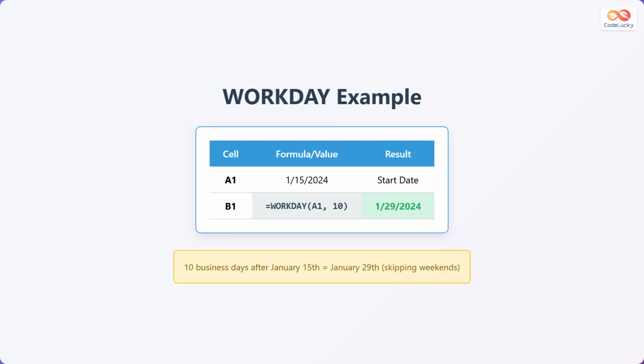Let us look at an example. In cell A1, we have the start date as January 15, 2024. In cell B1, the formula =WORKDAY(A1, 10) is used. The result is January 29, 2024. Explanation: 10 business days after January 15th is January 29th, skipping the weekends.